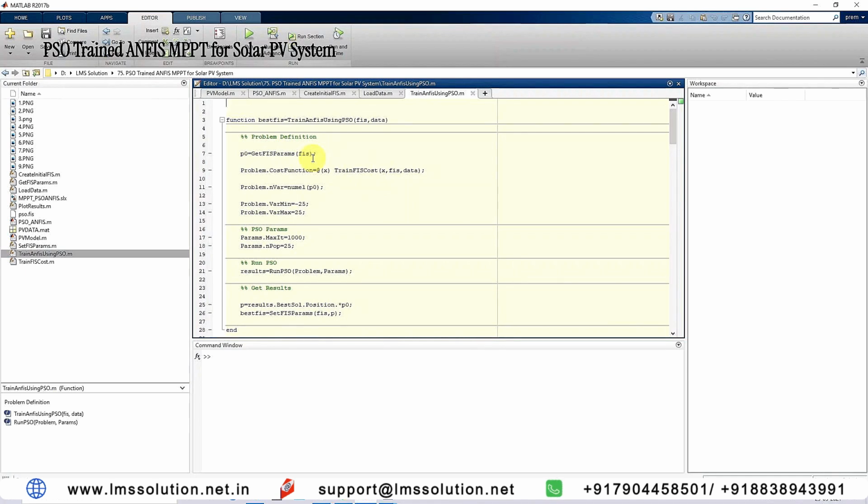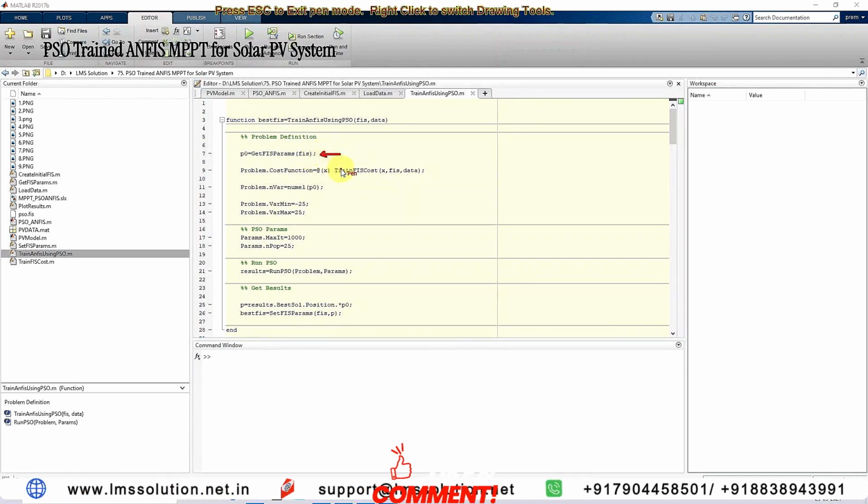Further, you have to write this code. This code is used for getting the parameters of the Adaptive Neuro-Fuzzy Inference System, and then this code is used for getting the objective function or cost function. That means, during execution of this function, what will happen? After training, after every iteration, the trained output is combined with the target, and then you have to calculate the root mean square error value. That means the root mean square error is going to be considered as the cost function.